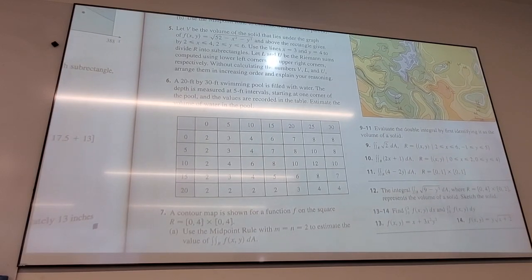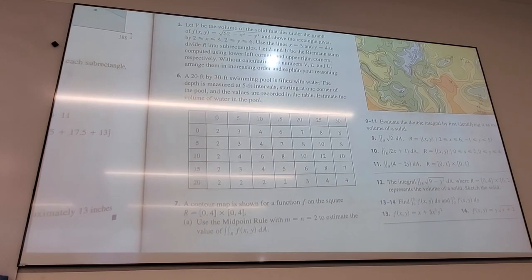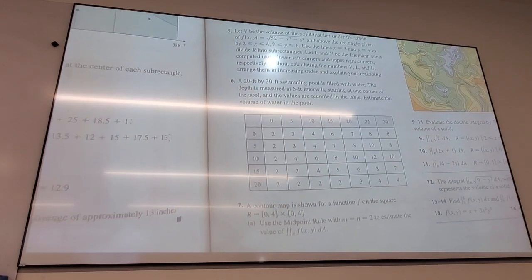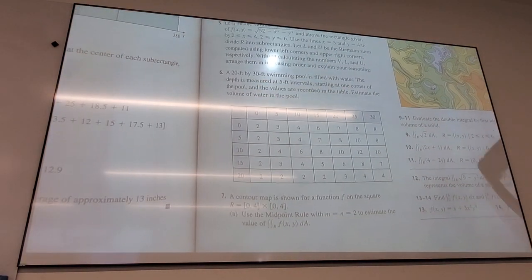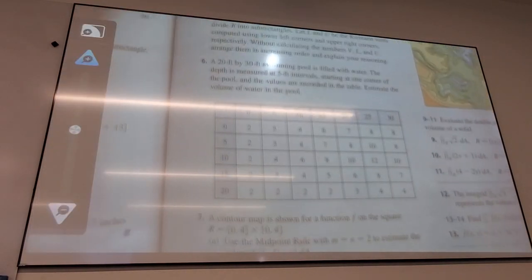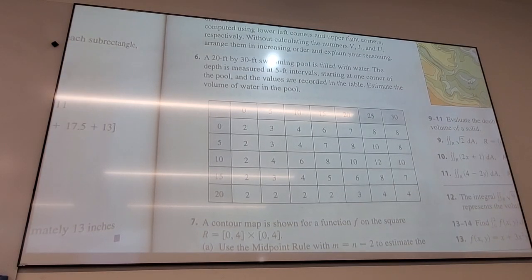So this is similar to stuff you saw back in Calc 1. This is the one you're talking about, right? Yes. So we've got a 20-foot by 30-foot swimming pool filled with water. Depth is measured at 5-foot intervals, starting at one corner of the pool. Estimate the volume of water in the pool.